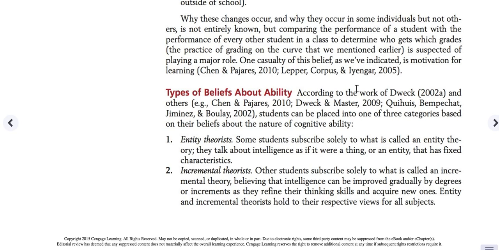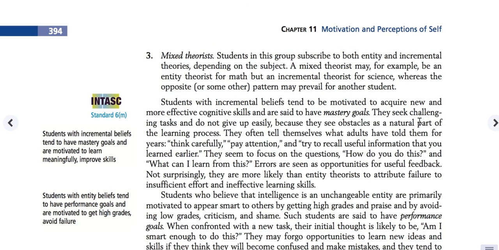Incremental theorists. Other students subscribe solely to what is called an incremental theory, believing that intelligence can be improved gradually by degrees or increments as they refine their thinking skills and acquire new ones. Entity and incremental theorists hold to their respective views for all subjects. Mixed theorists. Students in this group subscribe to both entity and incremental theories, depending on the subject. A mixed theorist may, for example, be an entity theorist for math, but an incremental theorist for science, whereas the opposite or some other pattern may prevail for another student.